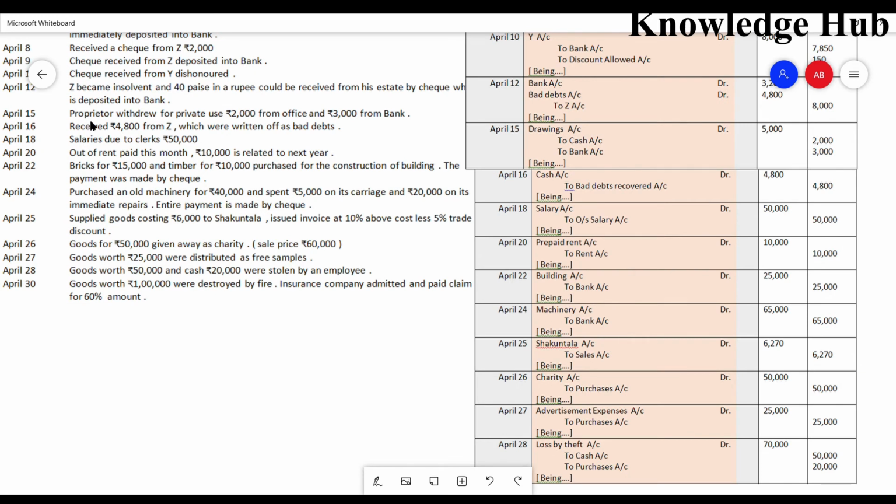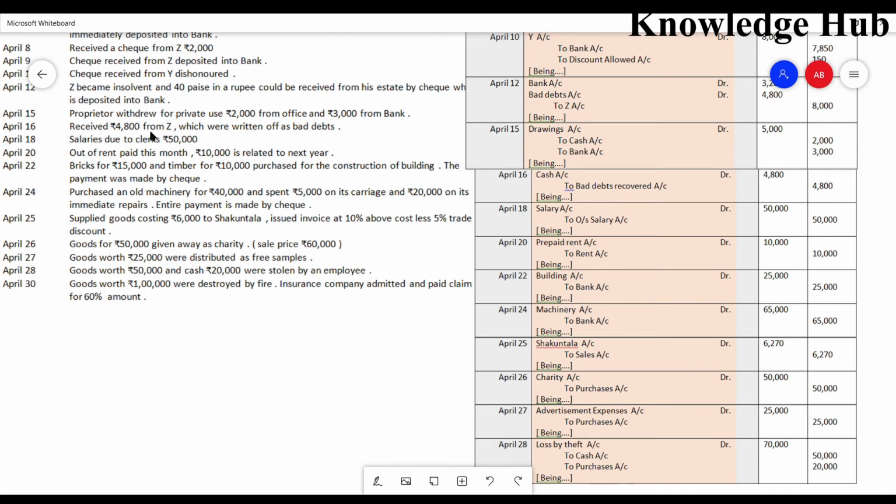The transaction reads, proprietor withdrew for private use rupees 2,000 from office and rupees 3,000 from bank. So this total amount is my drawings. So I'm going to debit my drawings. On April 15, I have debited my drawings with a total amount of 5,000, and from office, that's in cash, only 2,000 was withdrawn. So to cash 2,000, and from bank rupees 3,000 was withdrawn. So to bank 3,000.